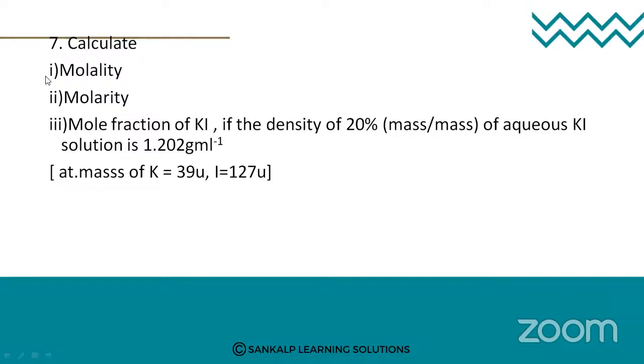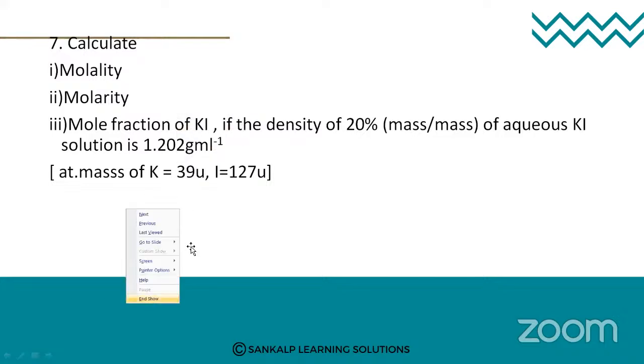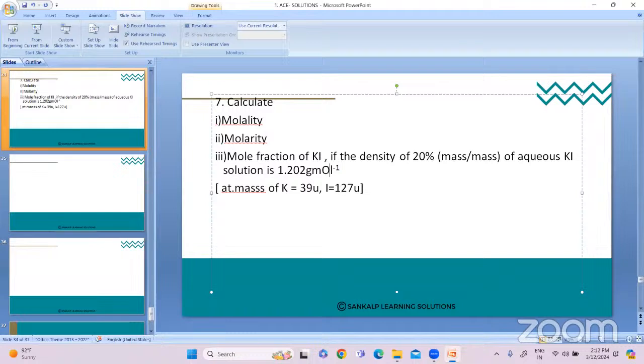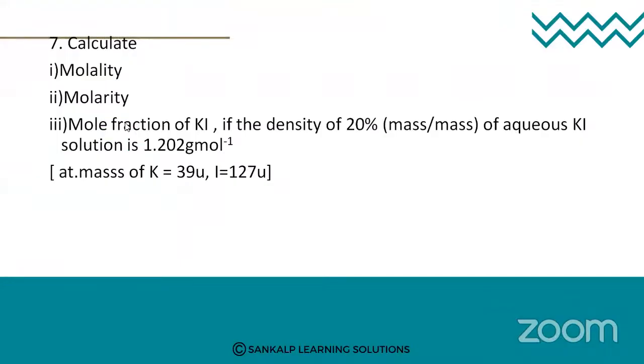Calculate the molarity and mole fraction of KI if the density of 20% mass by mass aqueous KI solution is 1.202 gram per mL. Then the atomic masses are given: potassium 39 unified mass and iodine 127 unified mass.